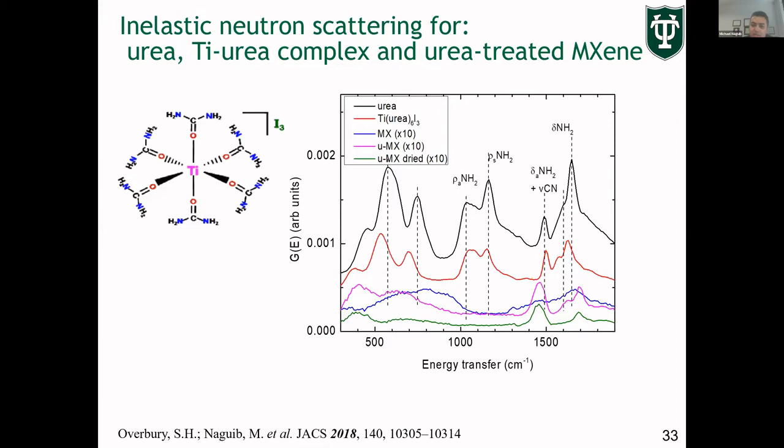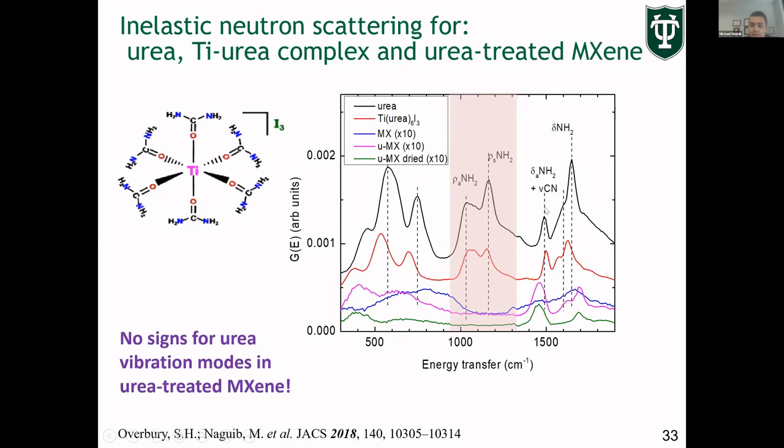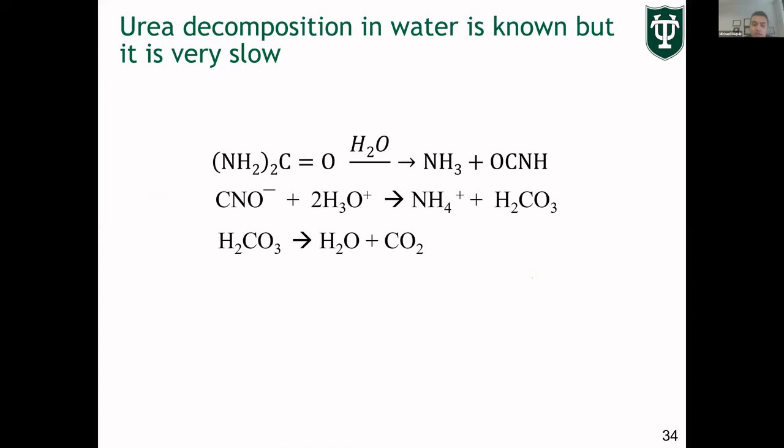Those are the main peak features for urea that we don't really see in MXene, but we see in the titanium urea complex. So what do we have? Urea decomposes in water. This decomposition in water is known, but is known to be very slow. And as you see, the product of the decomposition eventually would be CO2 gas.